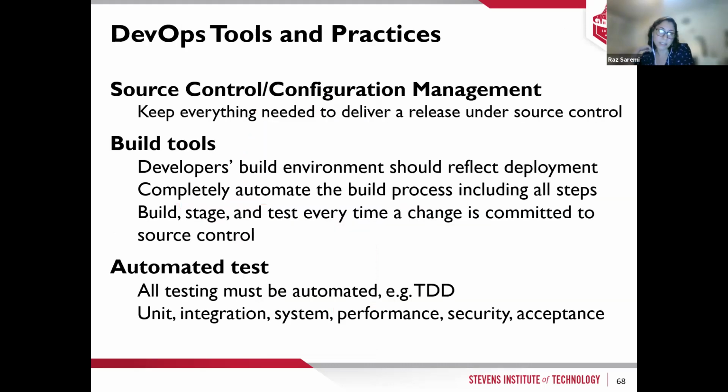In practice, DevOps tools have source code that goes under configuration management. We start building different tools for different development and deployment environments, and we need to have automated tests. That goes for all levels of testing: unit testing, integration, system, performance, and so on and so forth.